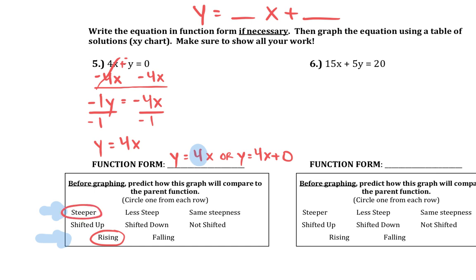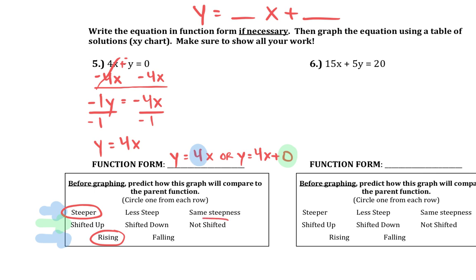Then the constant, which in this case is 0, is what talks about the shifting. Remember that if the constant is positive, or plus something, then it's going to shift up. If the constant is negative, then it's going to shift down. If the constant is 0, it is not going to shift at all.